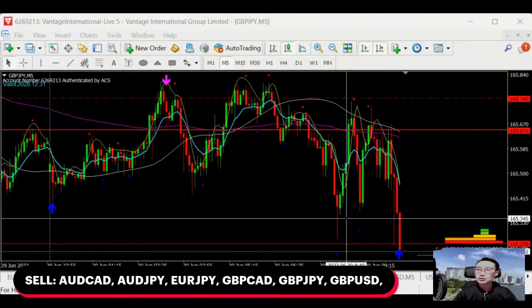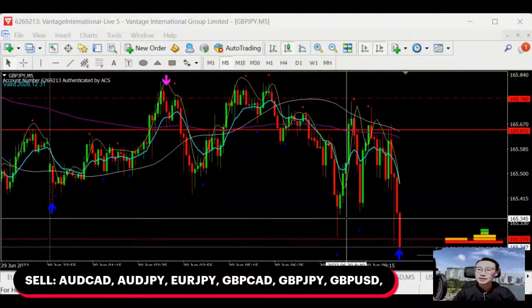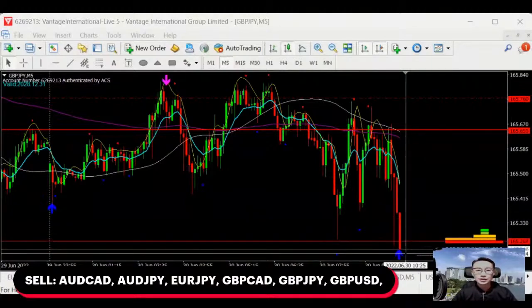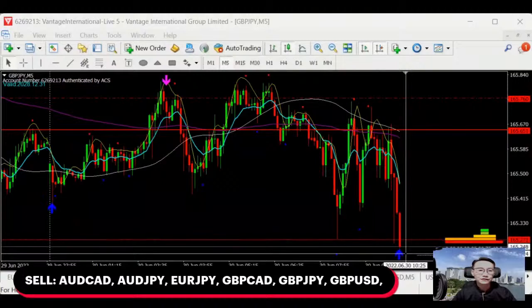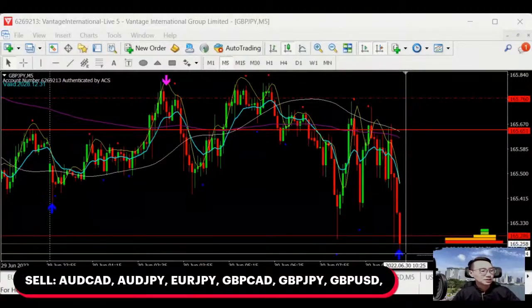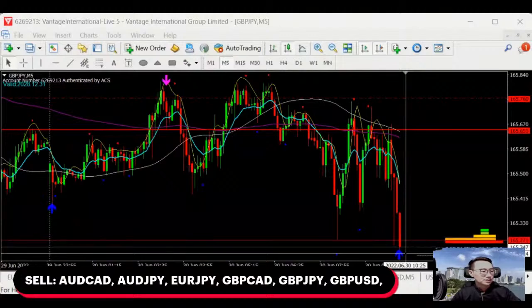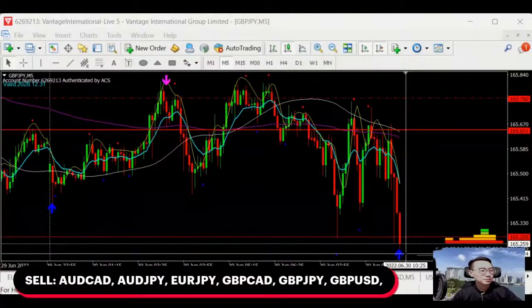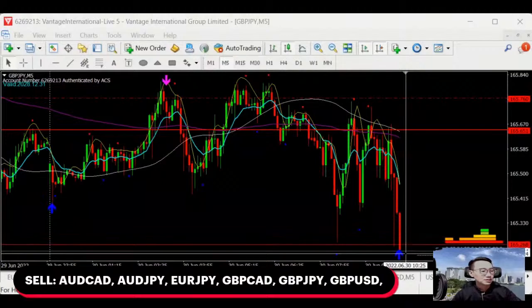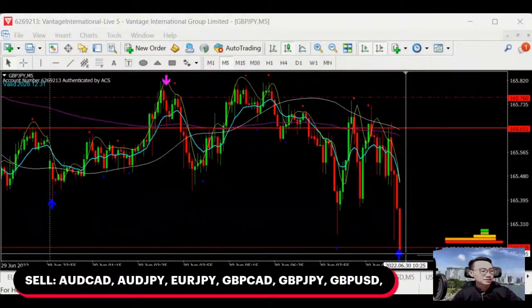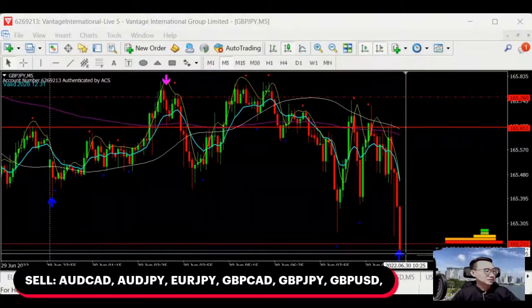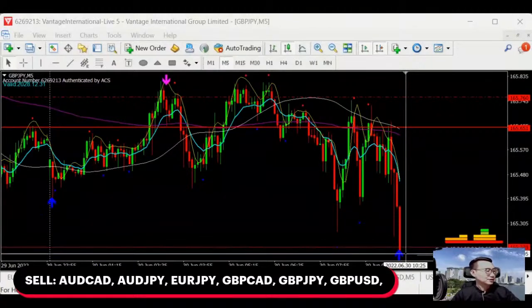GJ, yes, very good. If you are here, actually GJ has already entered for 50 pips. Alan has already run for 30. Good, that's good, 30 pips already. Very good. That's wonderful. All right, 50.